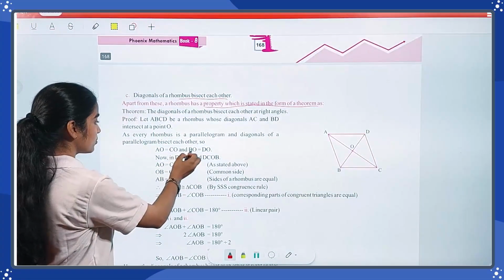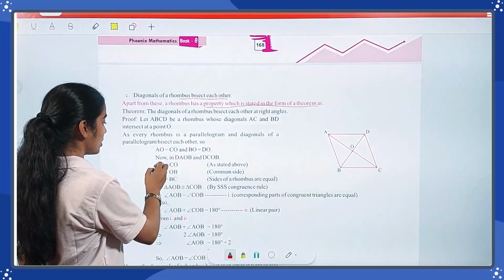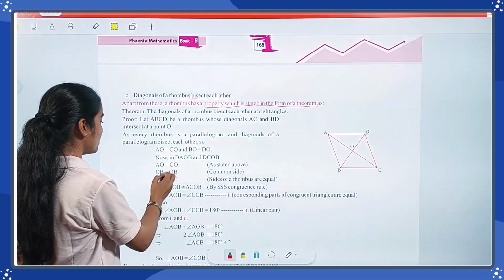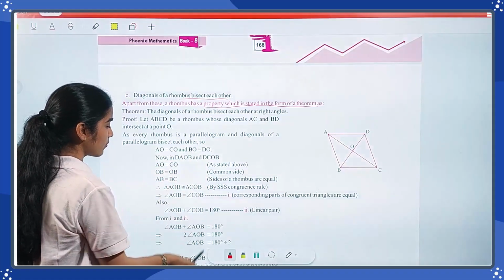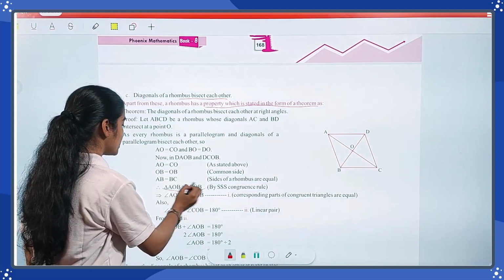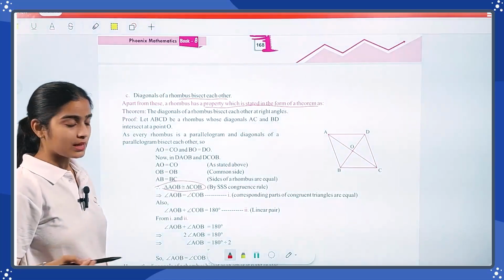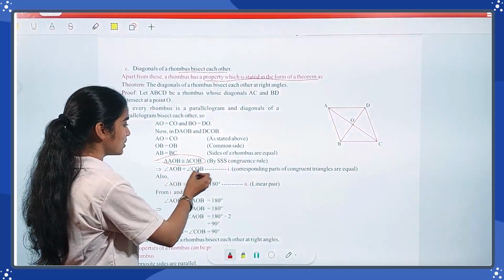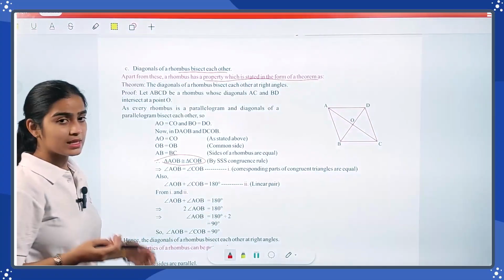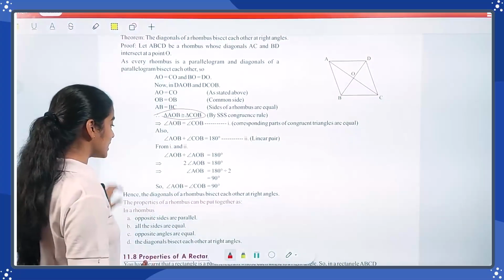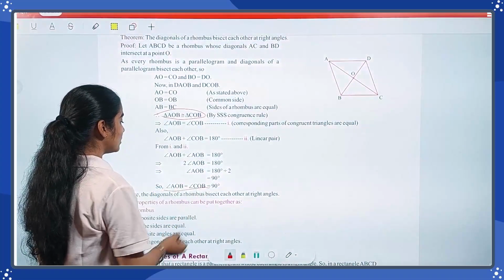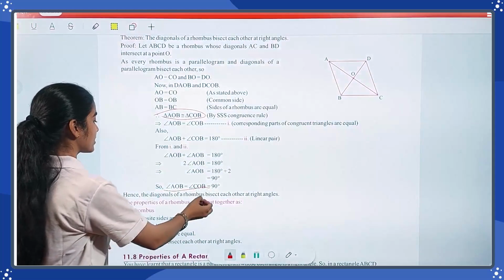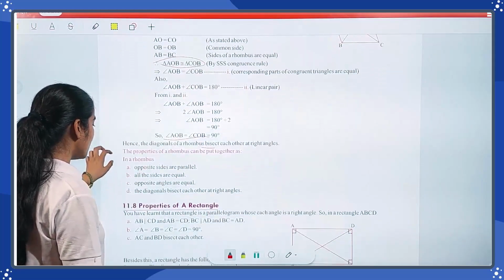So AO is equal to CO because these are the bisectors. So AO is equal to CO, OB is common, and AB and BC are sides of the rhombus which are equal. So it means the triangles are congruent. Congruent means similar triangles. And if we have congruent triangles, that means angles AOB and COB, corresponding parts of congruent triangles, are equal. So according to that, we can say that the angles forming at the intersection point, the bisecting point of the diagonals, are equal to 90 degrees.